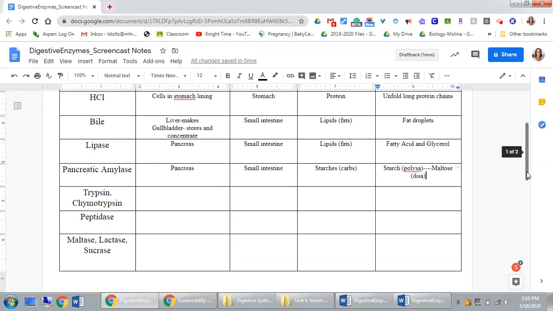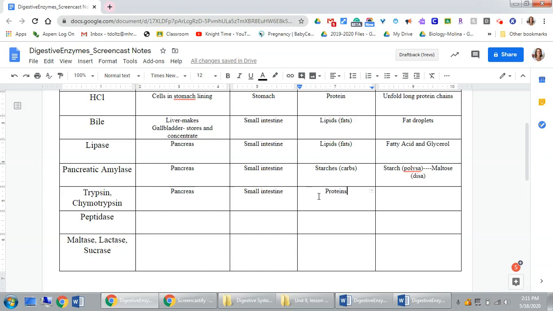All right. Trypsin and chymotrypsin, I kind of grouped them together because they are all very similar. All right, so again, we got our patterns. Those are made in the pancreas, right? So they're used in the small intestine because the pancreas always dumps into the small intestine. All right, so trypsin and chymotrypsin, though, are going to work on proteins.